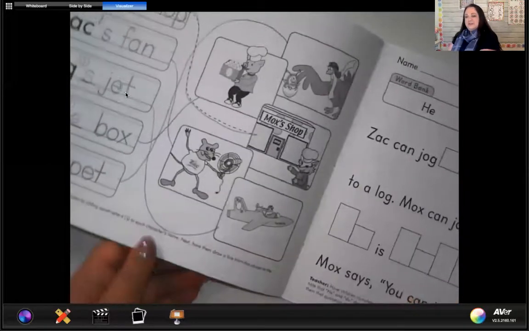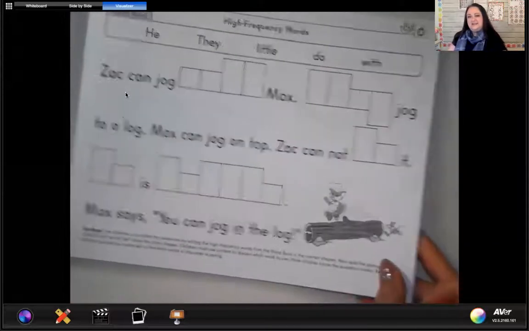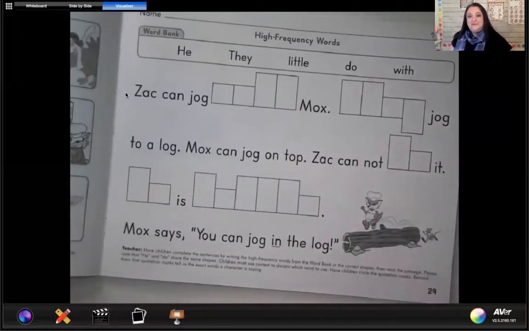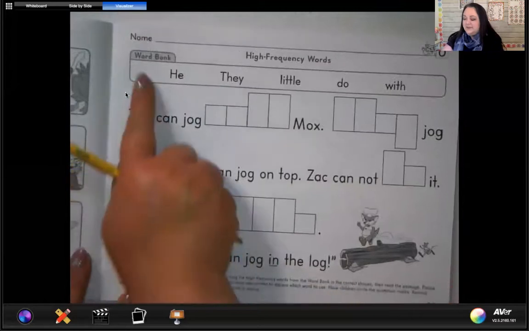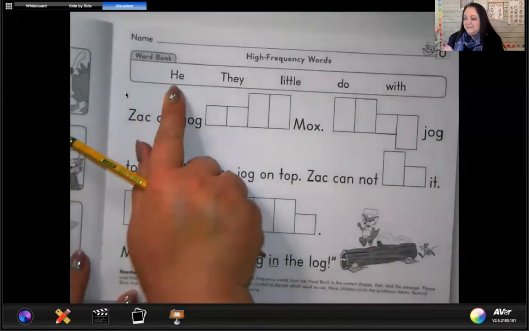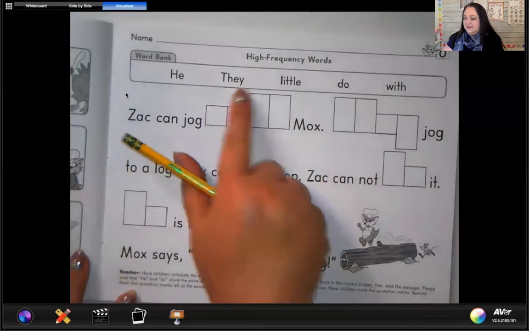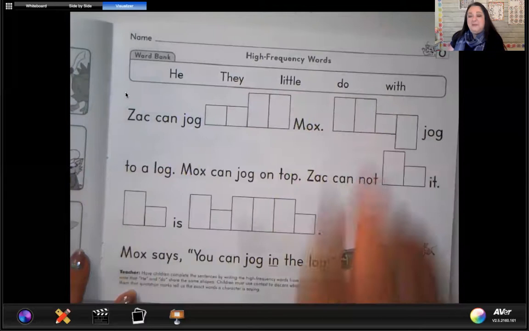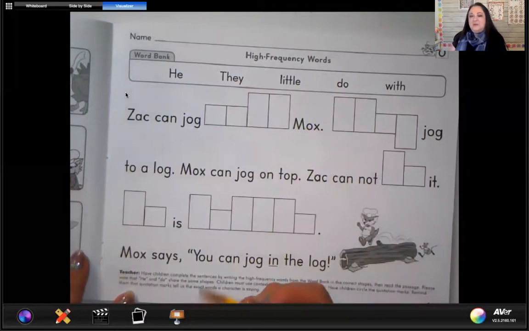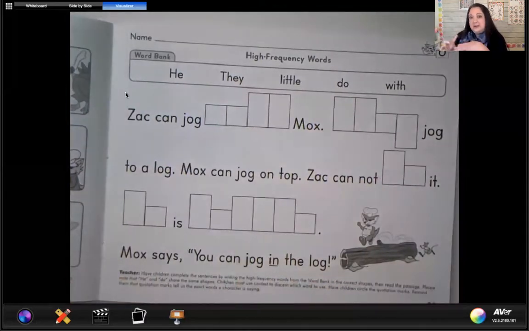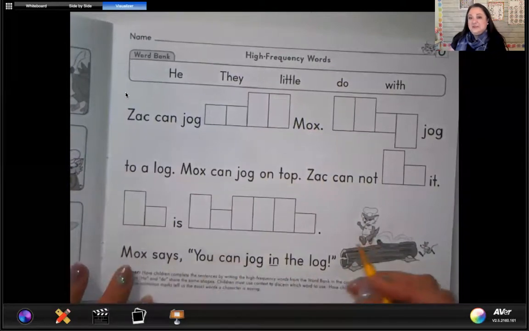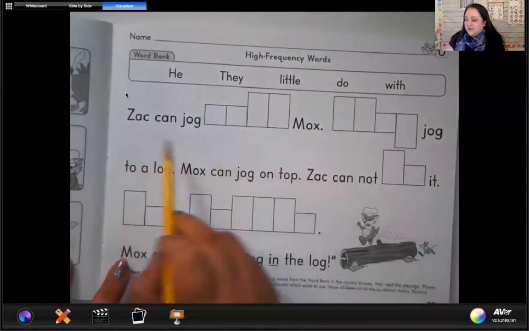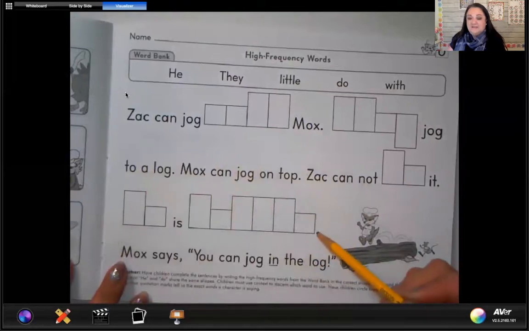So you don't need to turn any pages, you just need to go to the next slide right here. And we're gonna work with some high frequency words. So up here at the top, we've got the word he, they, little, do, and with. And remember we did one of these puzzles before. We were looking for tall, short letters based on how tall or how short and how many there are. We're gonna figure out what word goes into which space. So let's go ahead and fill in the boxes first, and then we'll read.